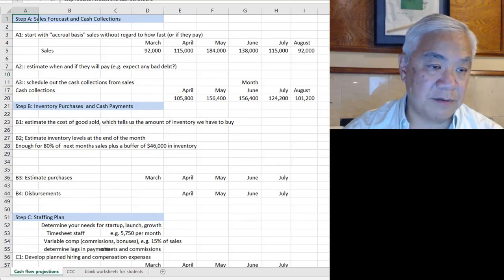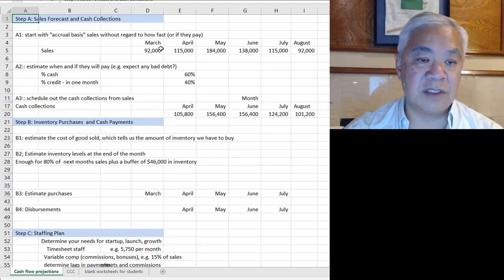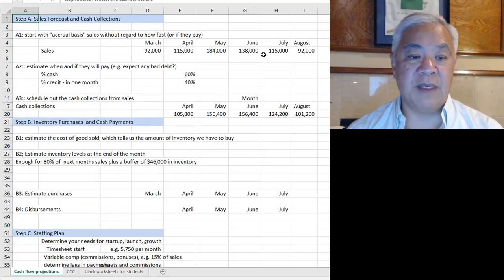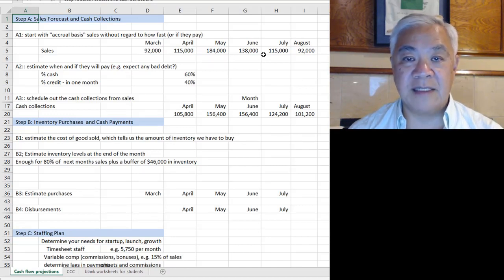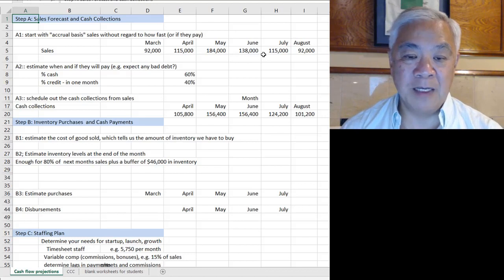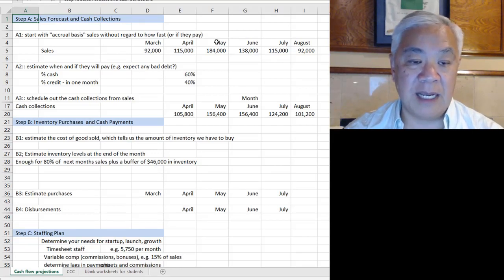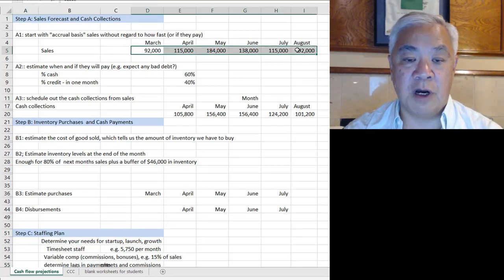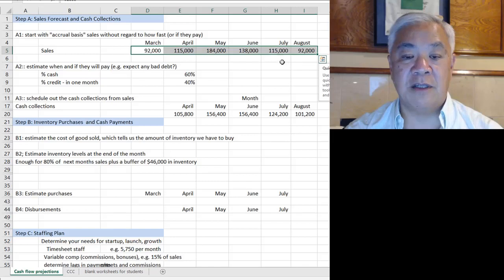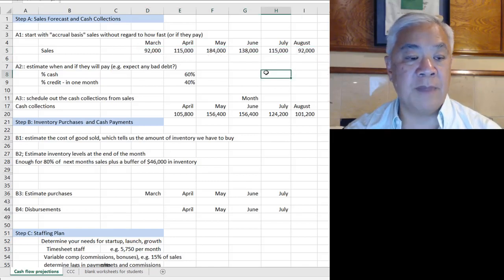And what we're going to do is we're going to start with an accrual basis revenue. In other words, this is how much we sell regardless of when the customers pay us. So there's an accrual basis and a cash basis. You recall that? So this is the accrual basis. How much do we sell? Disregarding for now how fast they pay. So that's right here. As we go from March through August, we expect this type of sale. Notice there's some seasonality going on here.